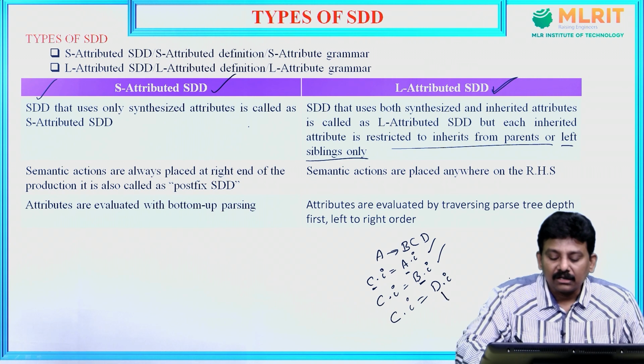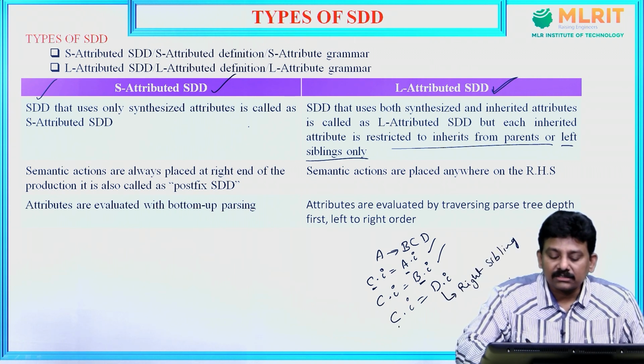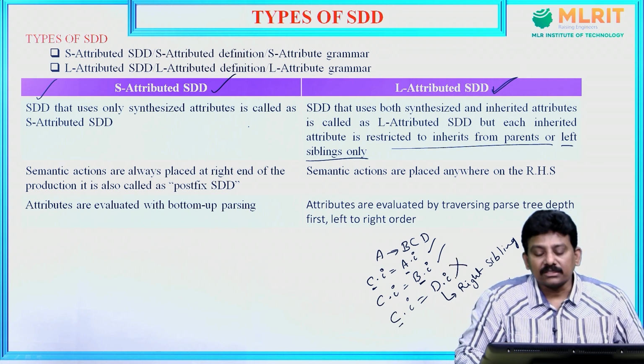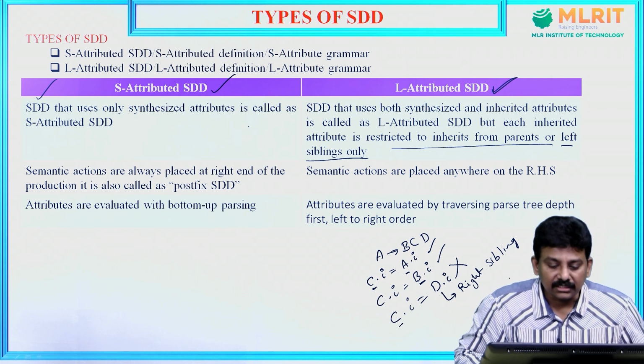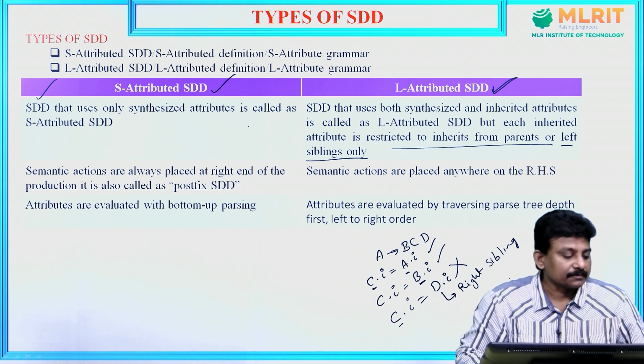Then C.I equals D.I. D is the right sibling. So here C is getting value from the right sibling, so it is not L attributed SDD. It is an SDD that uses both synthesized and inherited attributes, but there is a restriction to get the attribute value from the parent or only left siblings.